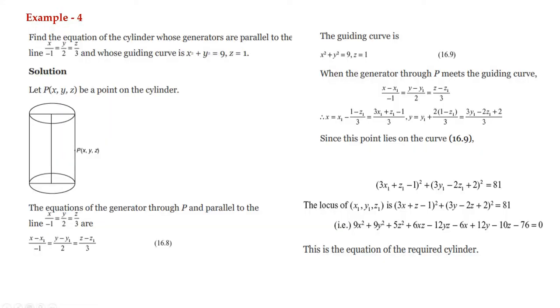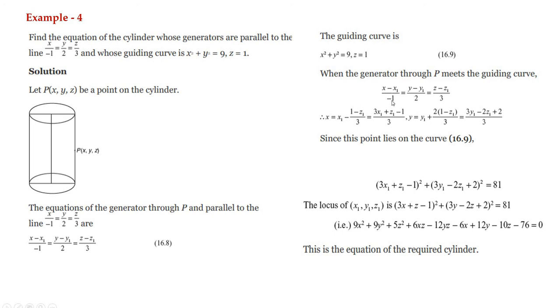Now we'll go to the next example, where we find the equation of the cylinder whose generators are parallel to this, and the guiding curve is a circle in the plane z equals 1. Naturally we'll have to take any point on the cylinder as x1, y1, z1, and being parallel to the given line, -1, 2, 3 will be the DRs, and this will be the equation of the generator. And the guiding curve: any point on that, here z equals 1, so we'll have to replace z by 1.